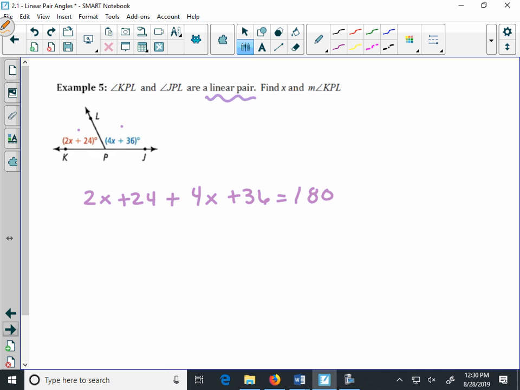Instead of equal, you weren't told it was a bisector. They're a linear pair. So we know they add 180 degrees. They're right next to each other, and they make a straight angle. So when we solve, what do we have to do first?